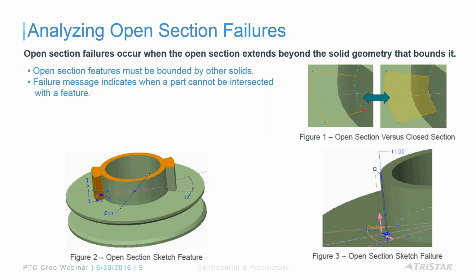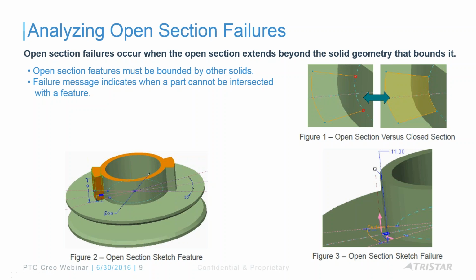A second cause is open section failures. Open sections are sketcher sections which don't form a closed boundary. Normally, open sections are bounded by other solids. In this example specifically, this feature here, this tooth, is bounded by this surface. The problem is, if the tooth becomes taller than this surface, there's no boundary at the top.